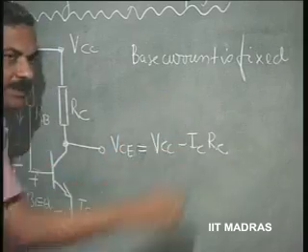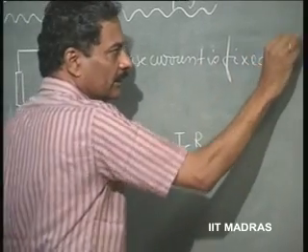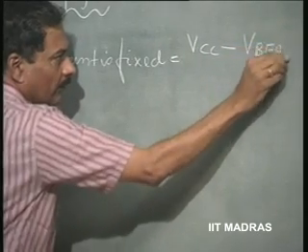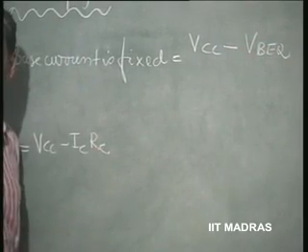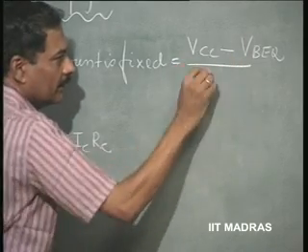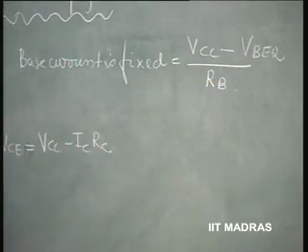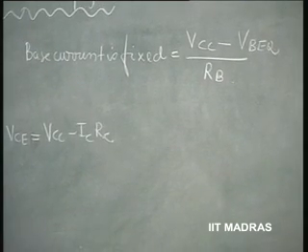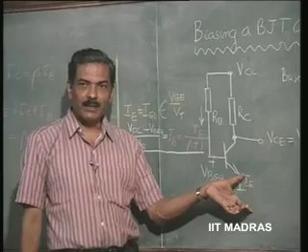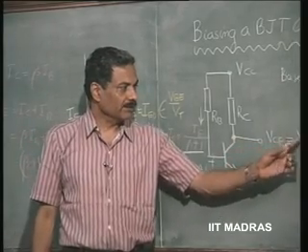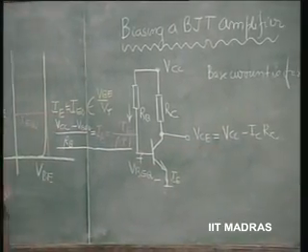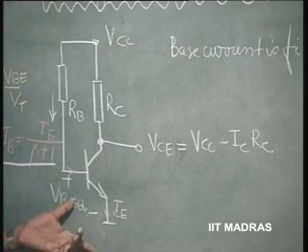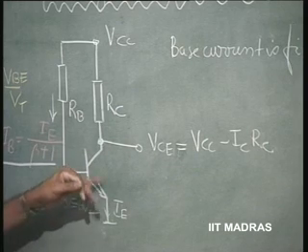What do you mean by base current is fixed? This is now determined by you. This is VCC minus VBEQ, which you can typically take as 0.6. There will not be much of an error, divided by RB. So, that will forward bias this junction, and automatically we have the reverse bias fixed by VC equal to VCC minus ICRC. This is one way of biasing a transistor in common emitter configuration. Emitter is common to the input as well as the output.